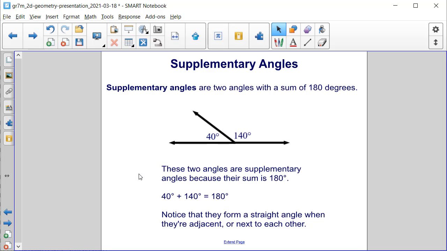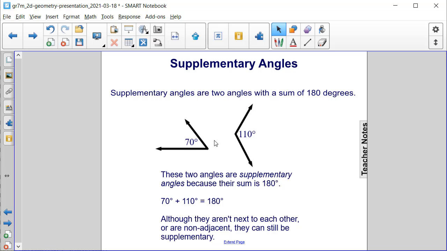Supplementary angles are two angles that sum to be 180 degrees. These two angles are supplementary because they do add up to 180. 40 plus 140 is equal to 180. Notice that they form a straight angle when they're adjacent, or next to each other.